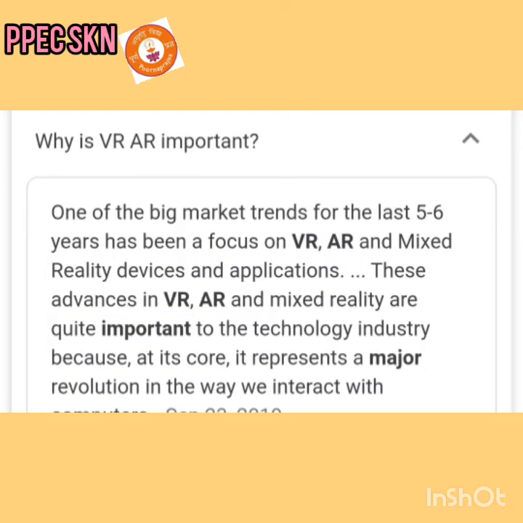Why are VR and AR important? One of the big market trends for the last 5 to 6 years has been a focus on AR, VR and mixed reality devices and applications. These devices in virtual reality, augmented reality, and mixed reality are quite important to the technology industry because at its core it represents a major revolution in the way we interact with the computer.